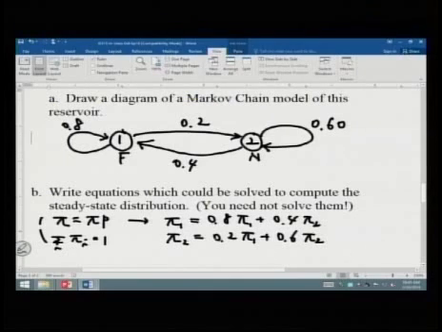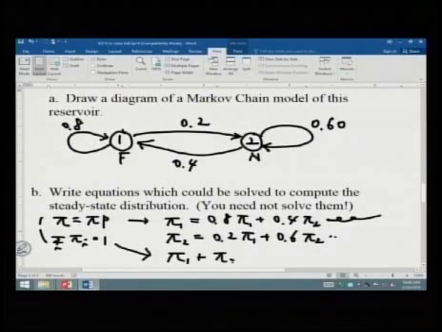And you know these two equations are linearly dependent, so you need to take out one of them. You just need to choose one of them arbitrarily and then discard it for the computation. So you can choose either this or this if you want. And then add pi 1 plus pi 2 equals 1. In my case, I'm going to solve these two equations to determine the steady state probability distribution.